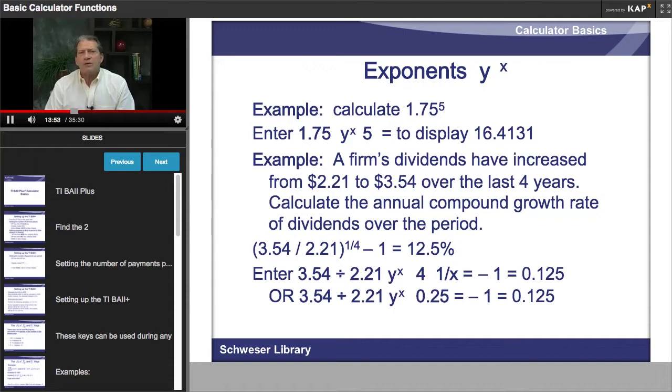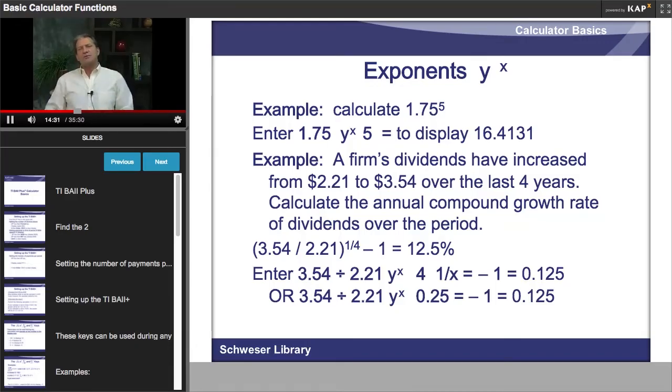So 3.54 divided by 2.21, we want to take that to the 1/4 power. What we could enter is y to the x, then enter 4, then enter 1 over x. Your display will change to 0.25, which is what 1/4 is, and then hit equal, and we need to subtract 1.